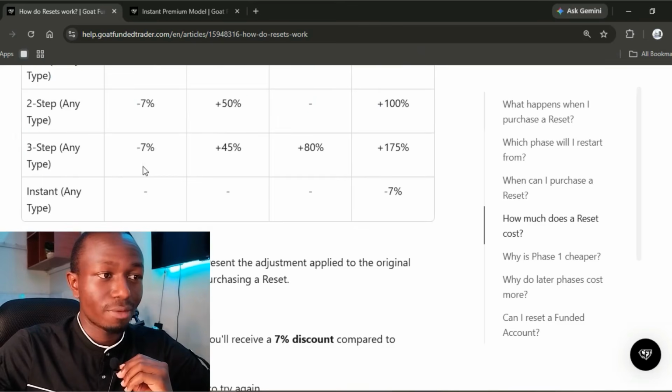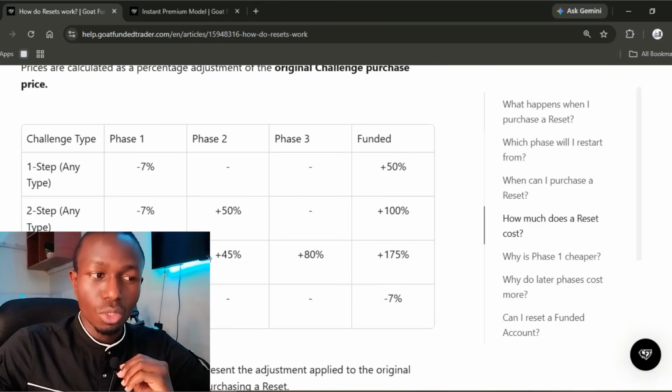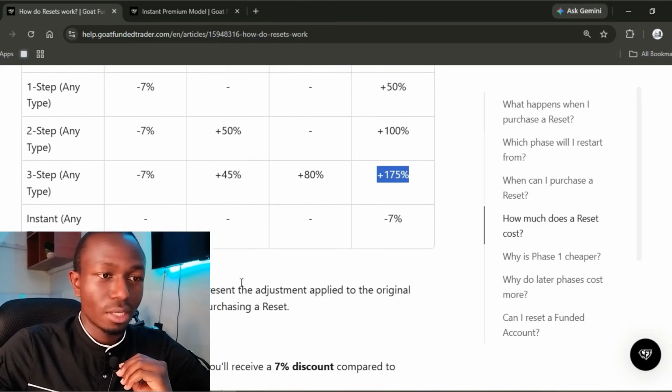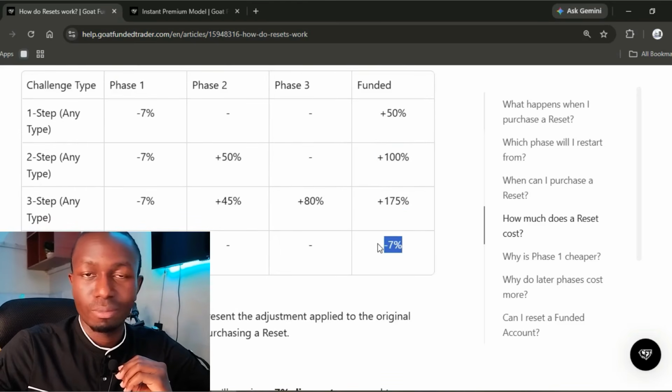The three-step, 7% on phase 1. Phase 2, 45%. Phase 3, 80%. As funded, you will pay an extra 175%. On the instant, you'll get a 7% discount.